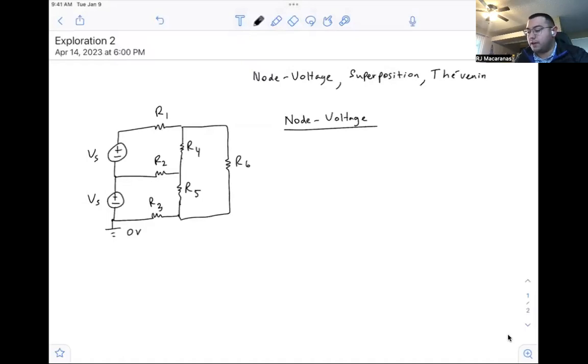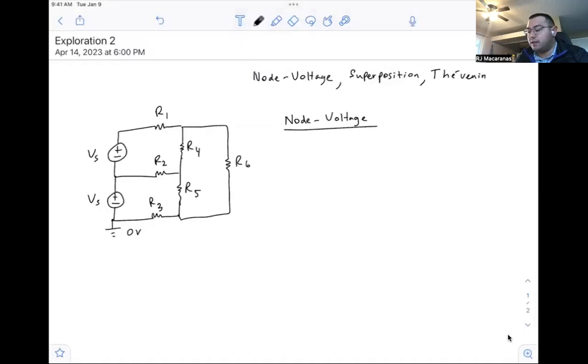You start off by labeling your ground. You just choose some reference node arbitrarily to get your different node voltages with respect to that ground. And usually when we pick a ground, we pick one that is convenient for us.